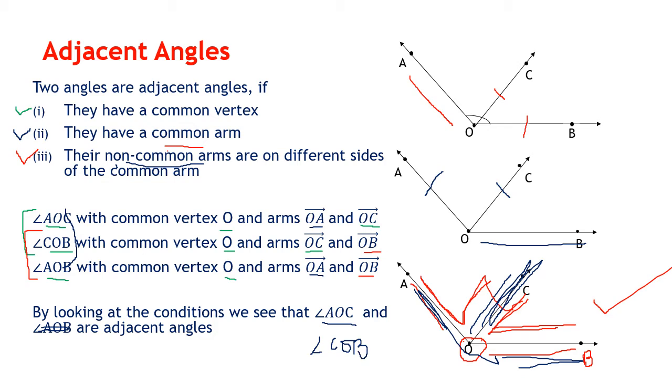Angle AOC and angle COB are adjacent angles. Okay, have you understood this? So adjacent angles again have a common vertex, a common arm, but the non-common arms are on different sides of the common arm. So this is a new vocabulary for today. Understand what are adjacent angles.